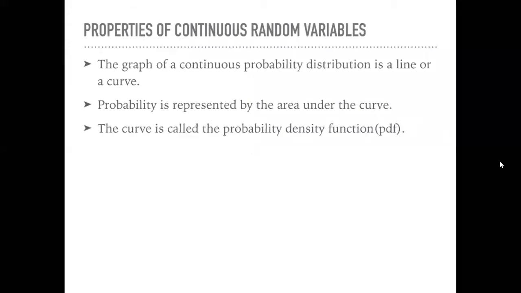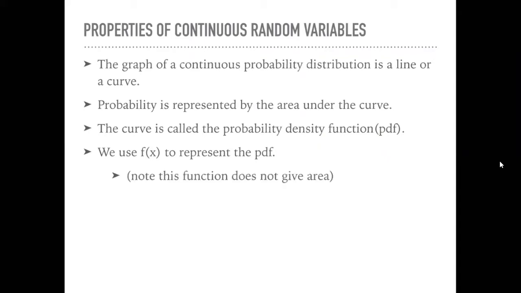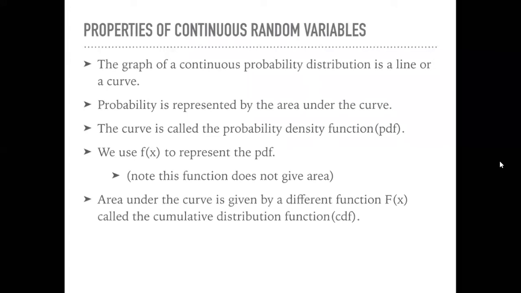The curve is called a probability density function, or PDF, and we use lowercase f of x to represent the PDF. So we're going to have some function for a line or a curve. So f of x equals some equation, and that gives us that line. Now, little f of x does not give us the probability or the area. The area under the curve is given by a different function.